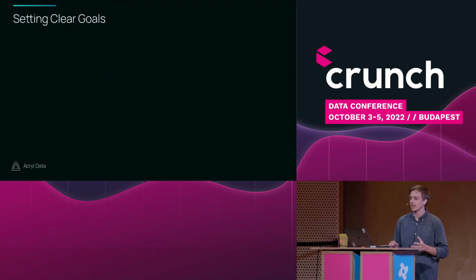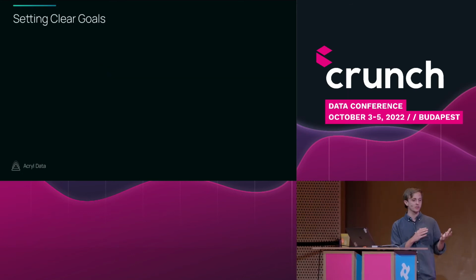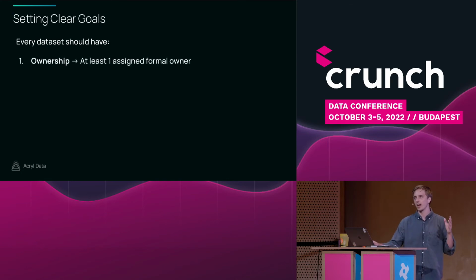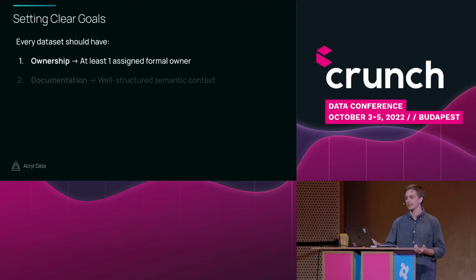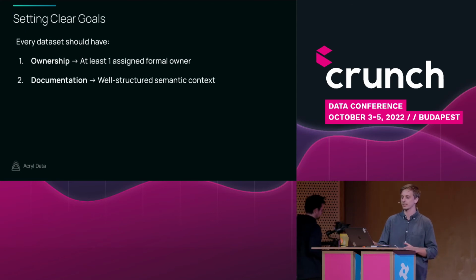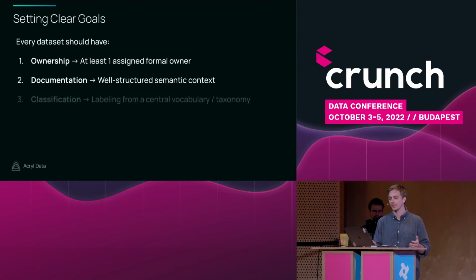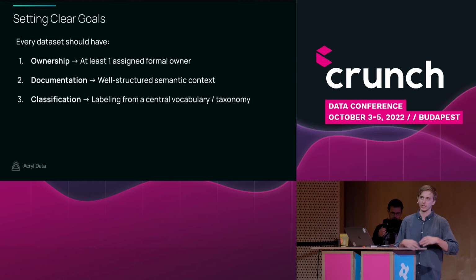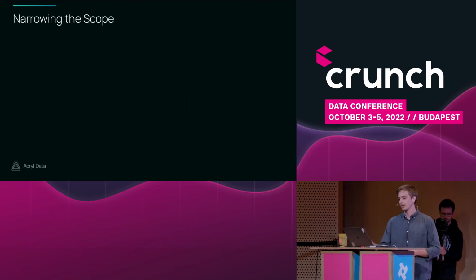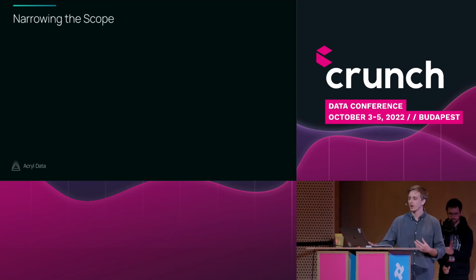So the first thing that as Long Tail Companions we would want to do is, again, set those clear goals around what we want as the outcome. I think we touched on the vision earlier, but ideally in Long Tail, every data set should have ownership, which is defined as at least one formal owner assigned, documentation, which is well-structured, logical context that we can easily use to search and discover, and then classification, so like labeling from a central vocabulary or taxonomy.